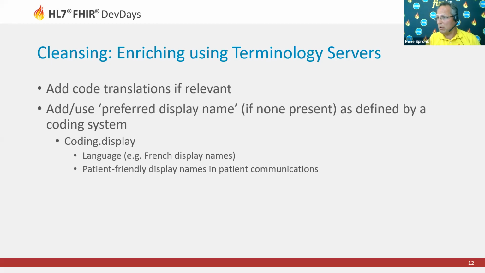Terminology servers are an example of such master data registries. And you can add code translations. So let's say the source uses LOINC, whereas I want to use SNOMED.